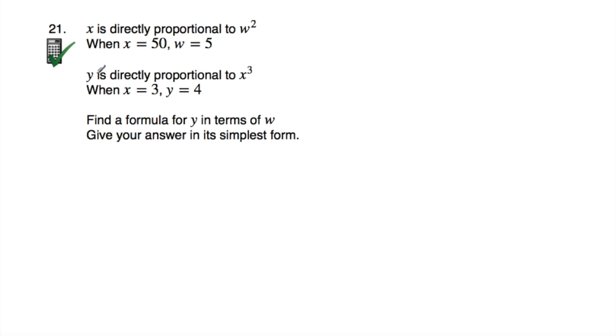And then we're told that y is directly proportional to x cubed, and whenever x is equal to 3, y is equal to 4. And we've been asked to find the formula for y in terms of w and to give our answer in its simplest form. Okay, so let's go up to this one here.